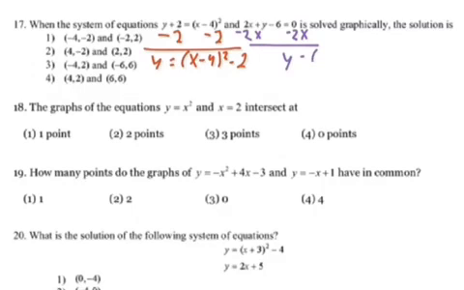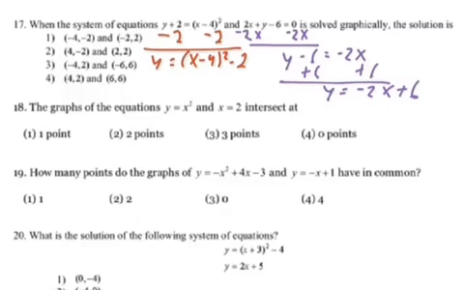You would get y minus 6 equals negative 2x, then you would add the 6 to both sides. Once both equations are in the form y equals, you can use your calculator to get the solutions.